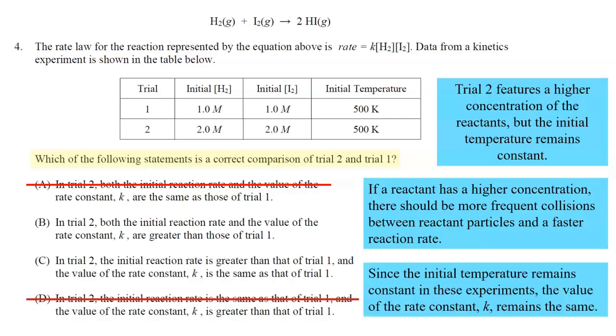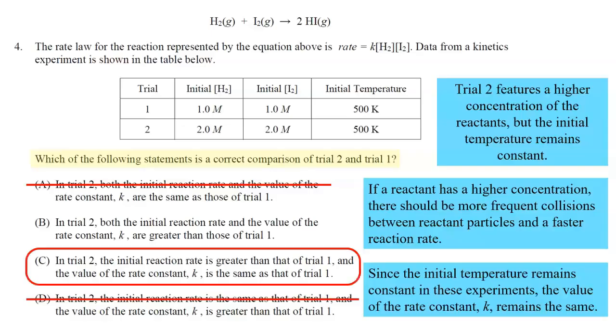But what about the rate constant? Remember that the initial temperature remains constant at 500 Kelvin in each of these experiments. So the value of the rate constant should remain the same because we're not changing the temperature. So the correct answer is choice C. In trial 2, the initial reaction rate is greater than that of trial 1, but because of the constant temperature, the value of the rate constant, K, is the same in each of these trials. So again, the correct answer for question 4 is choice C.